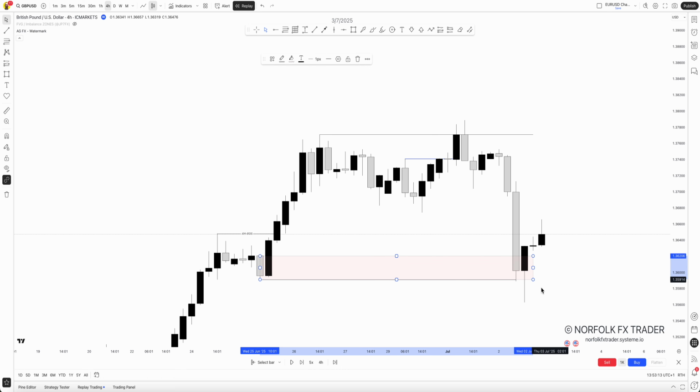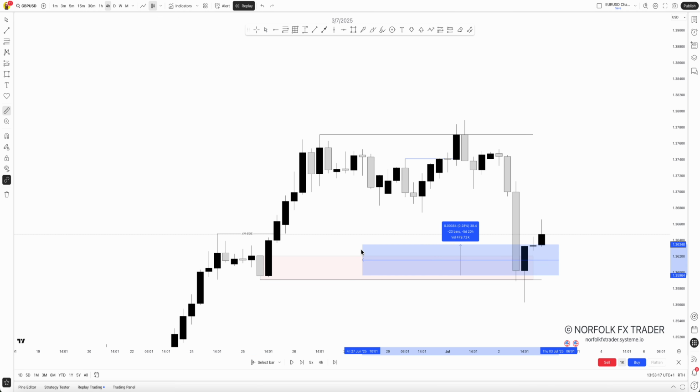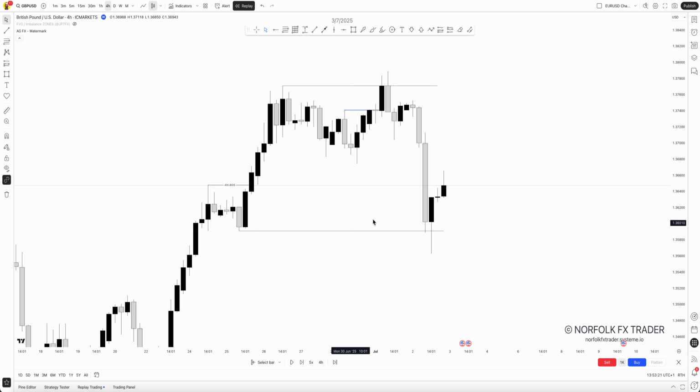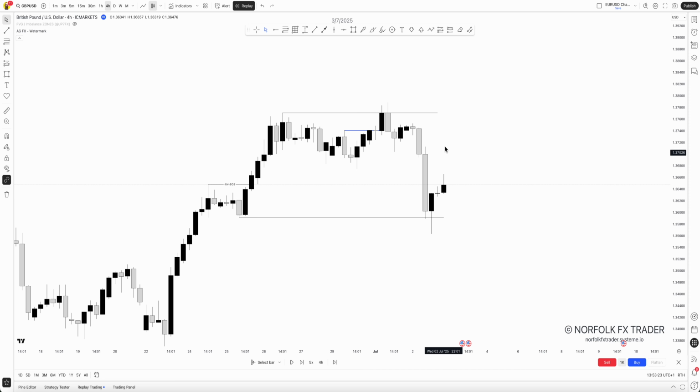We get to this area. Instantly, we see the sweep of the low. That's taken the area of demand out. And it's also shown me that the market's most likely, from this strong move down, to take this low.